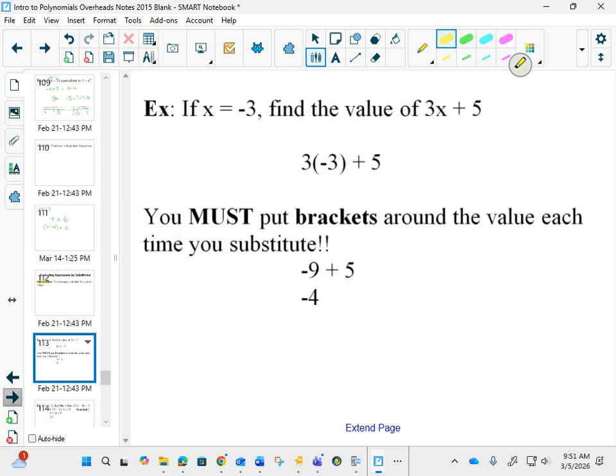So the idea of substitution, it says, well, if you knew the x was equal to -3, can you find the value of 3x plus 5? And usually what we do with this substitution, here is where the x is, and you replace the x with a set of brackets and the number. So you're substituting, that's why it's called substitution. Instead of the x, you're putting in the -3. And we put the brackets so that we don't forget anything.